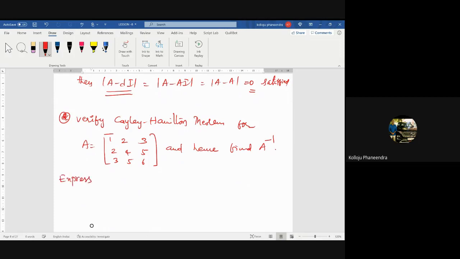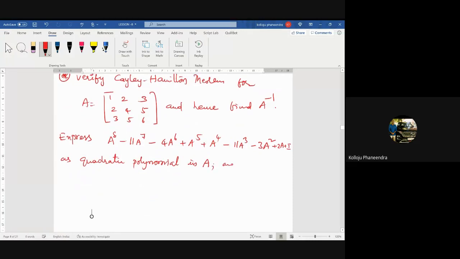And in this one, again one more question. Express A power 8 minus 11 A power 7 minus 4 A power 6 plus A power 5 plus A power 4 minus 11 A cube minus 3A square plus 2A plus I as a quadratic polynomial in A, and find it.